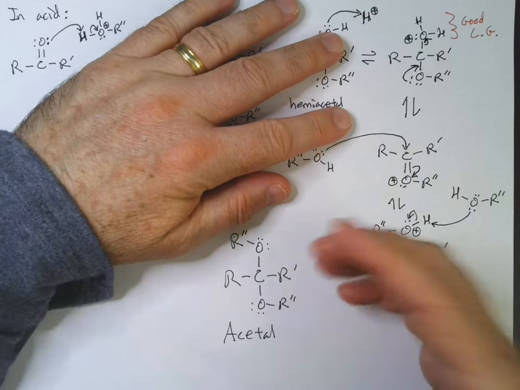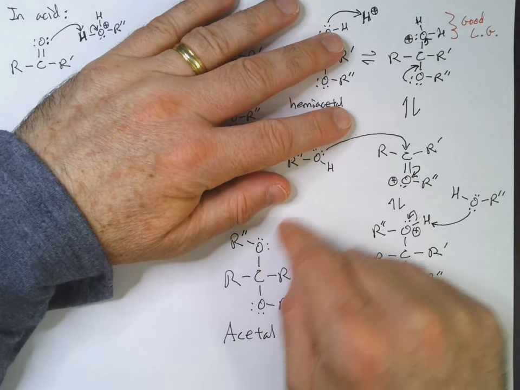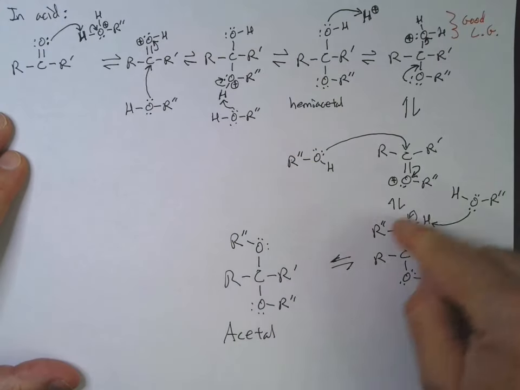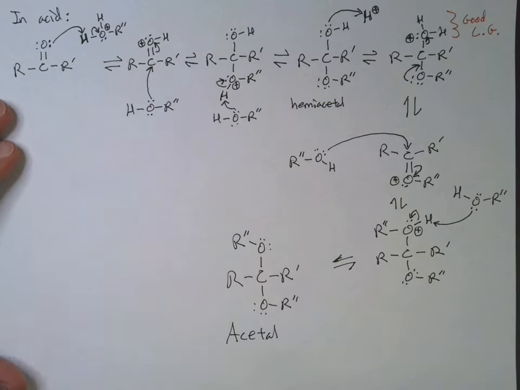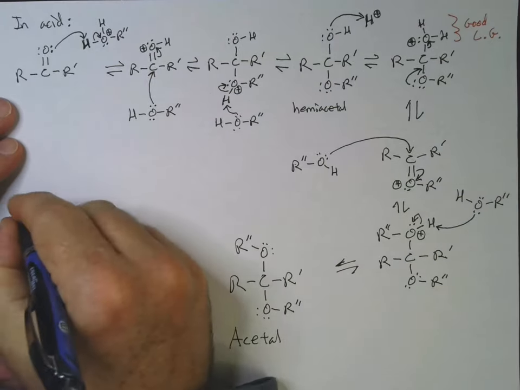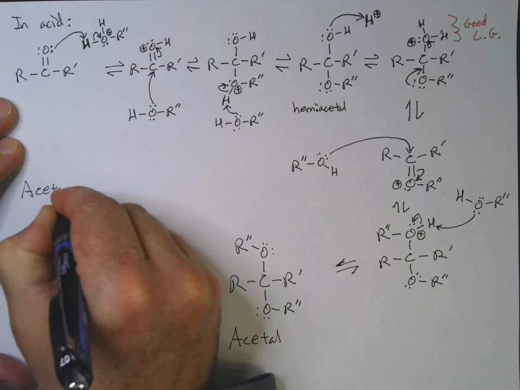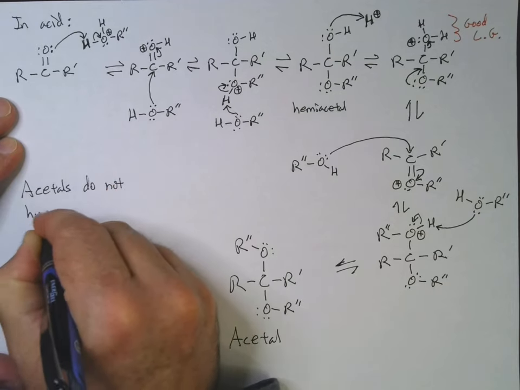If you put it in aqueous acid, so H3O plus, you could protonate one of these and make it a good leaving group. It could leave and get replaced by water. And all of a sudden you're doing the reverse reaction. So that's an important thing to note, is that acetals do not hydrolyze in base.